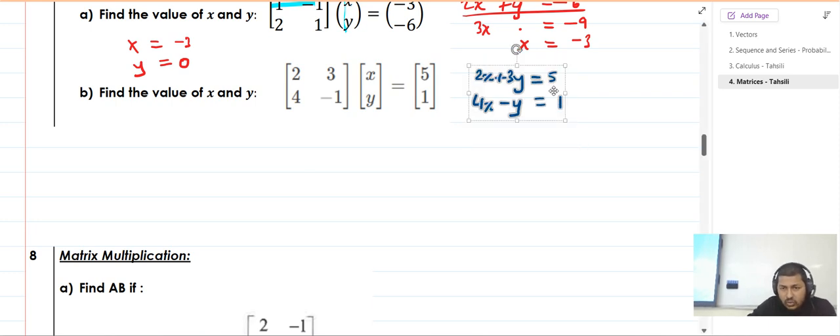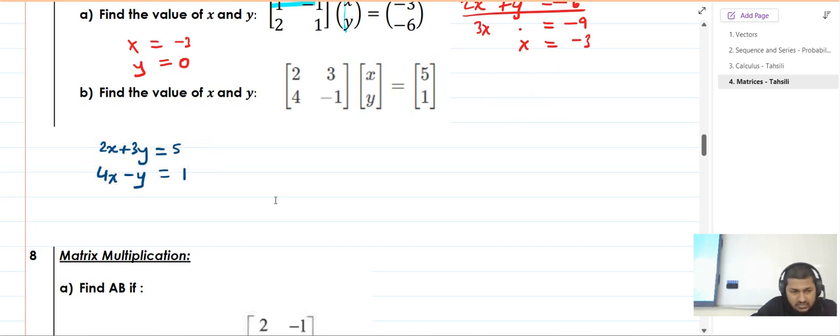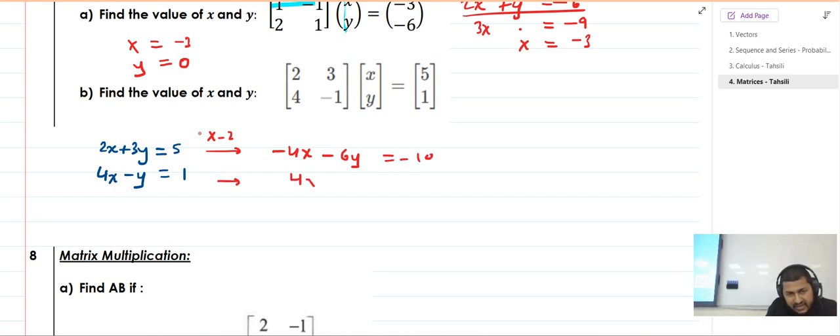So I can take equation 1 and multiply it by 2 because I want the same values here, or multiply by negative 2. Multiply by negative 2. So negative 2 times 2x is negative 4x. Negative 2 times 3y is negative 6y. Negative 2 times 5 is negative 10. And look at the second equation: 4x minus y is equal to 1. If I add up both equations, the x terms give 0, and negative 7y is equal to negative 9. So y is equal to negative 11 over 7 by dividing by negative 7 on both sides.